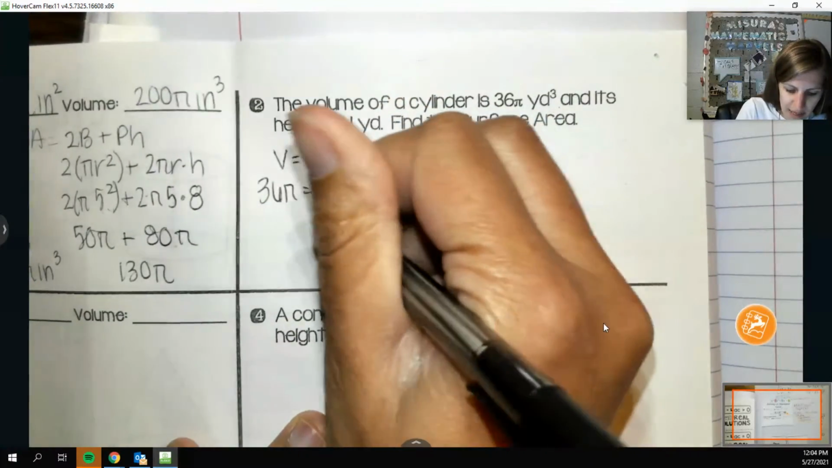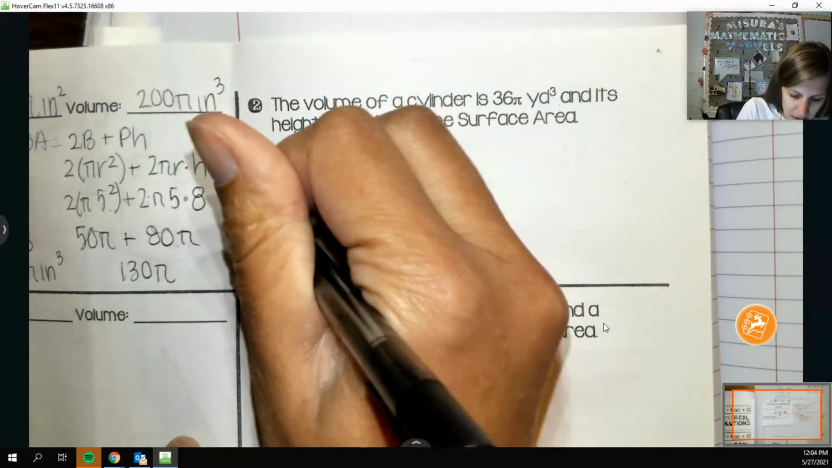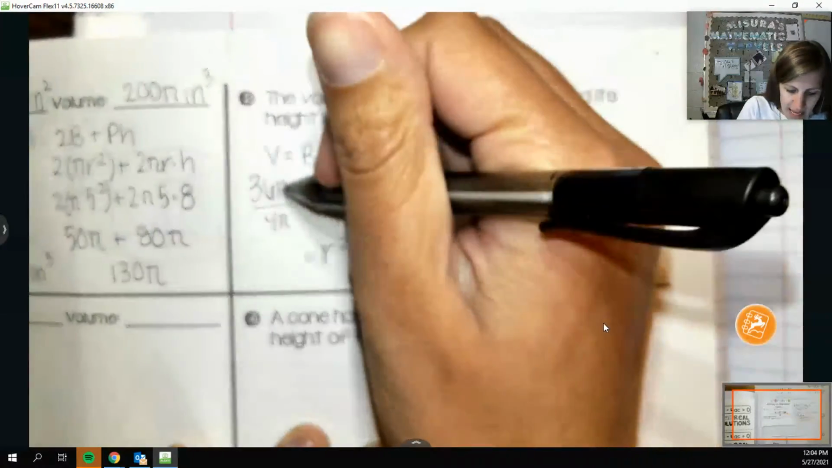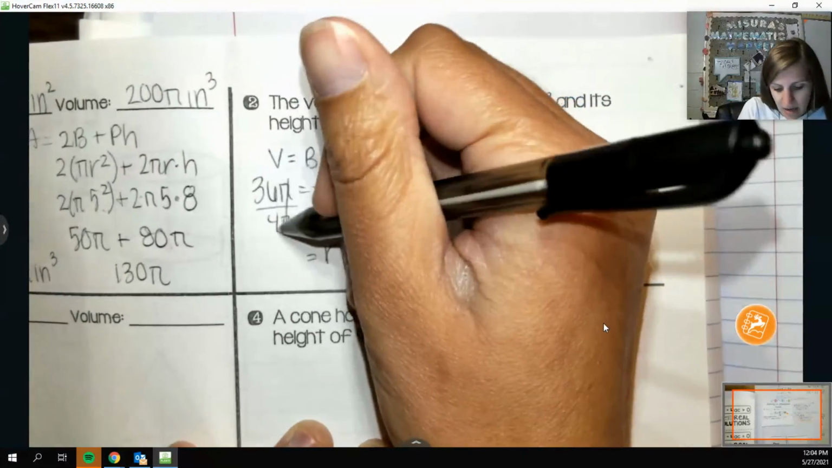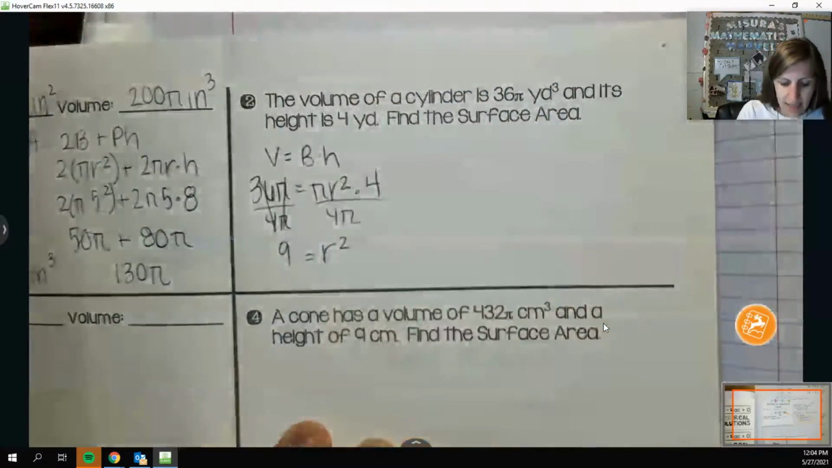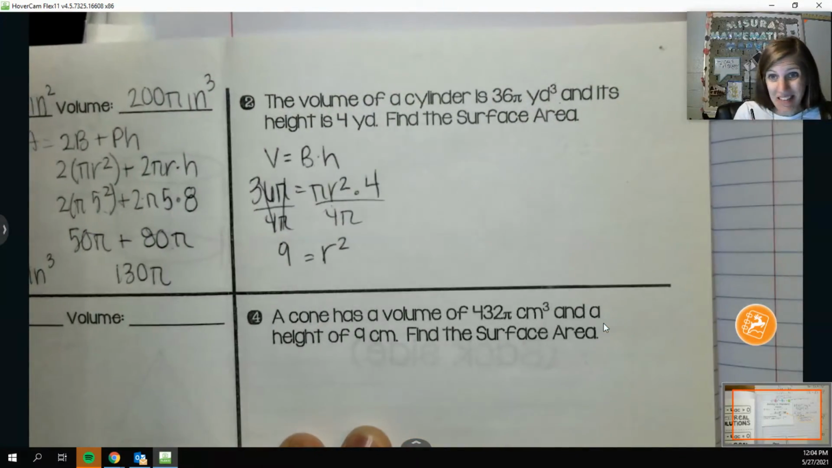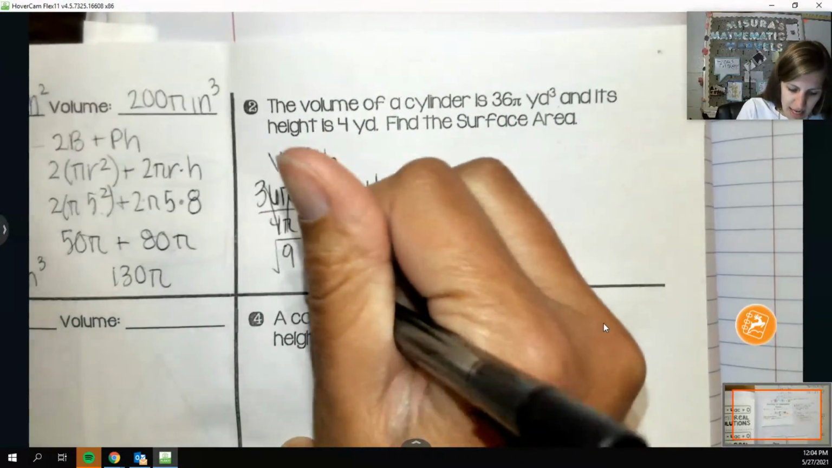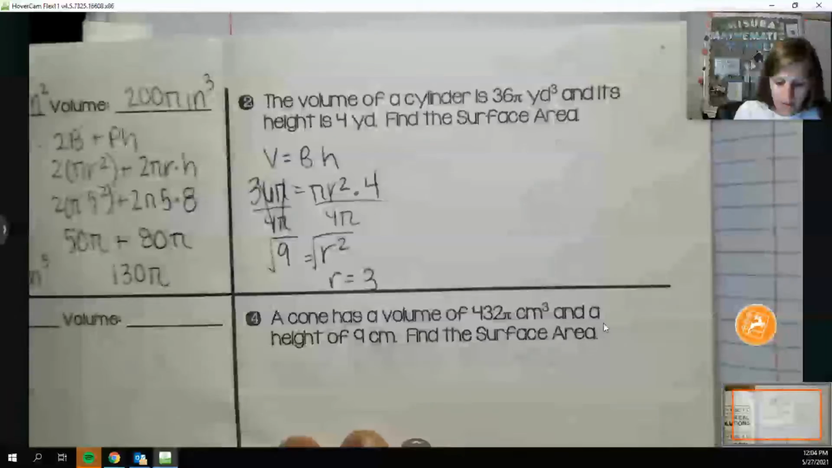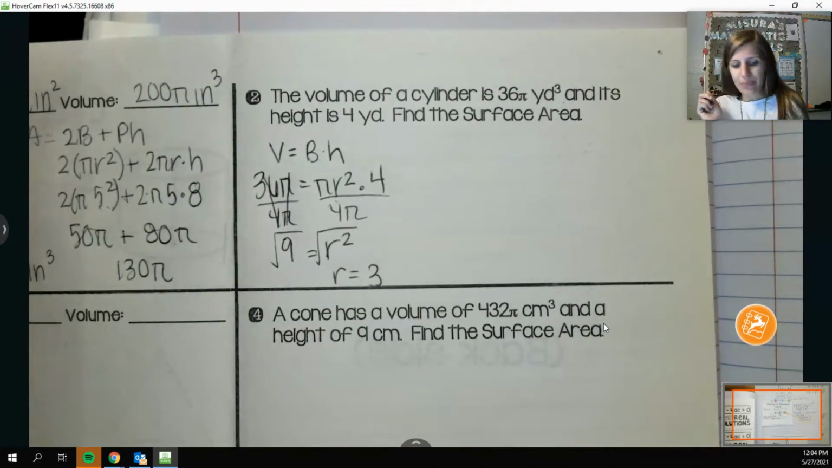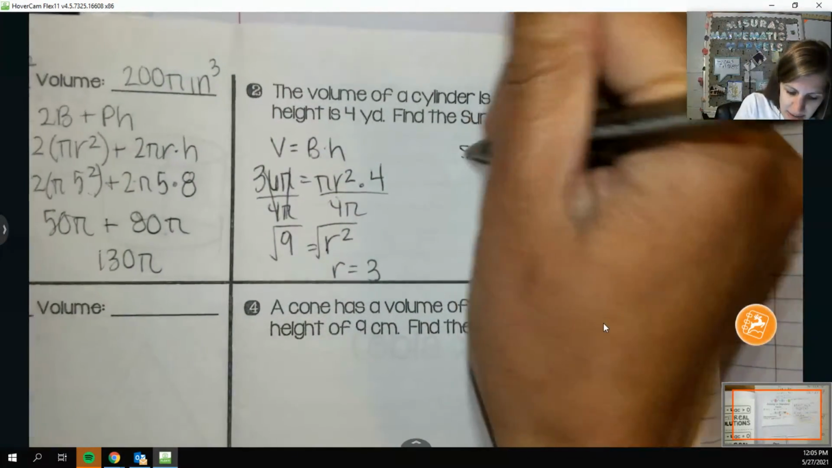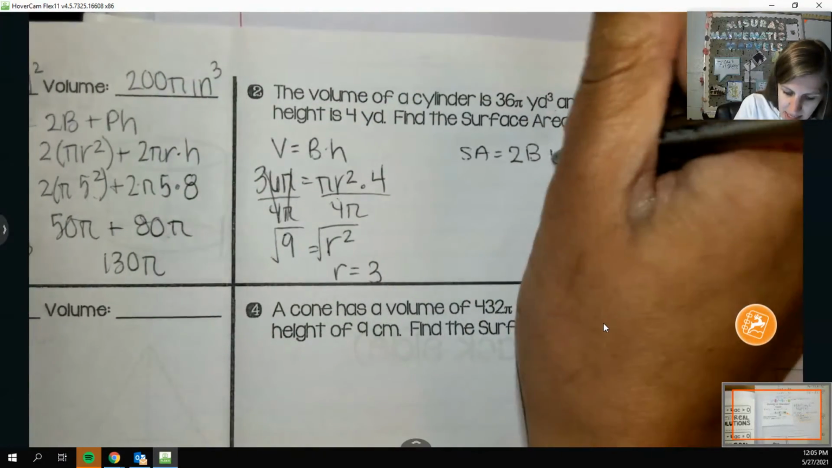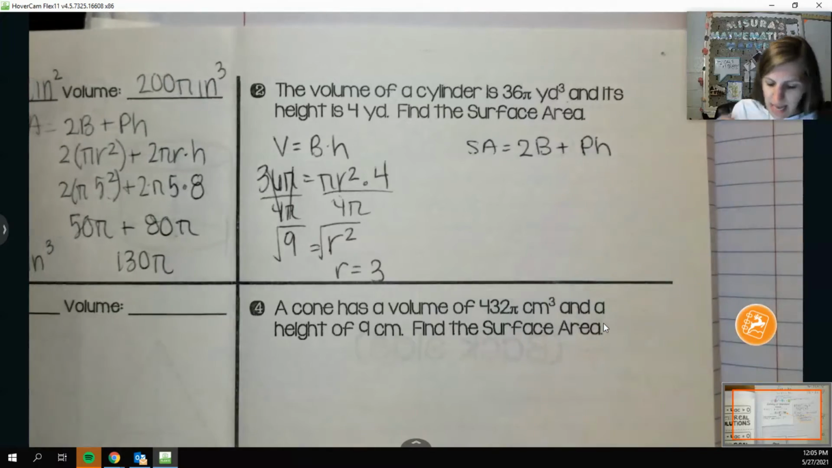So over here we'll divide by the 4 and the pi because both those things are being multiplied. And that's nice because the pi's will divide out and 4 into 36 is just 9. Which is also super nice because now I want to square root, and I get that r is 3. My radius is 3, which is helpful because now if I think about finding the surface area, we're going to do 2 times the area of the base plus perimeter times height.